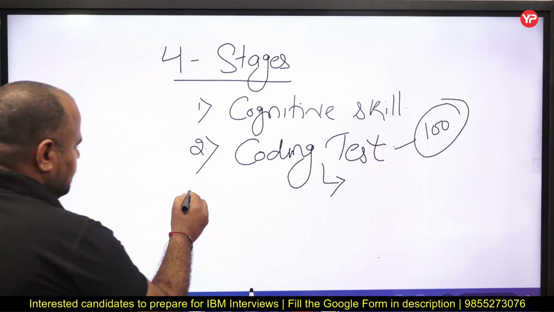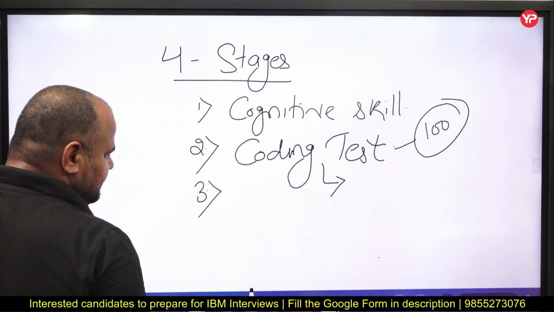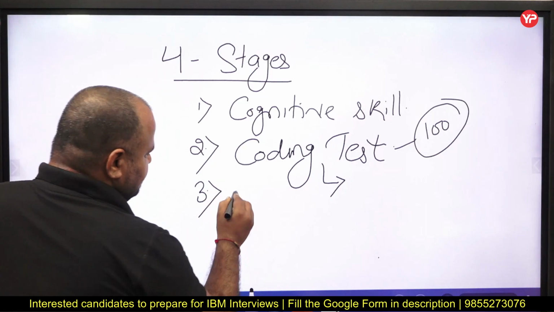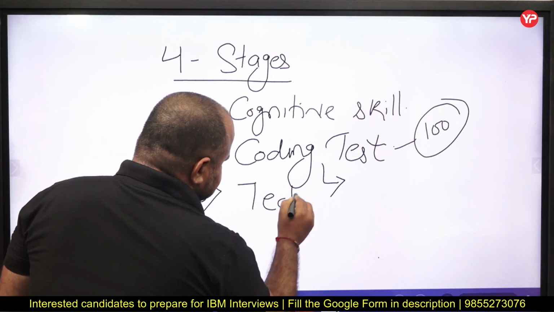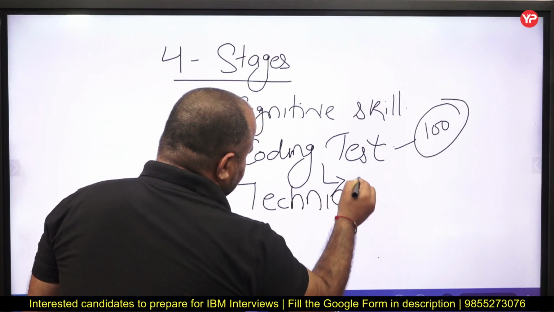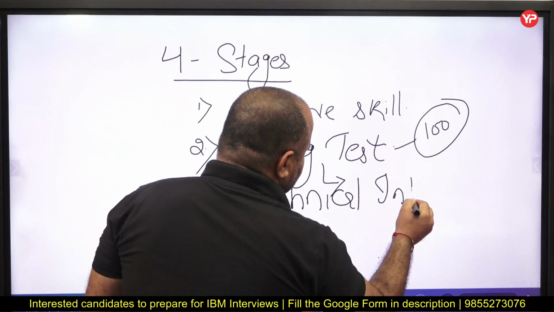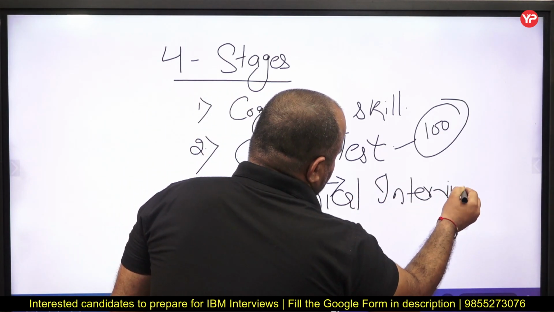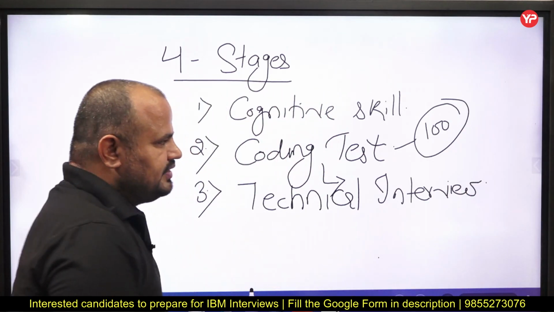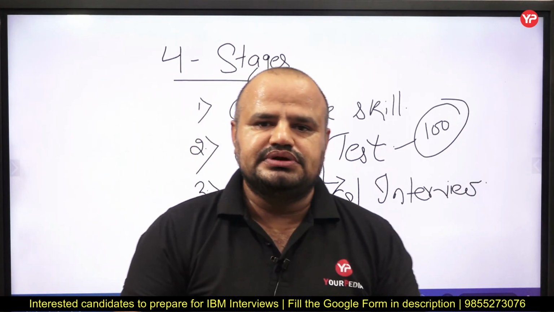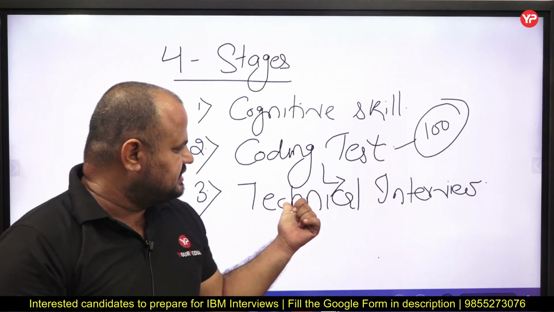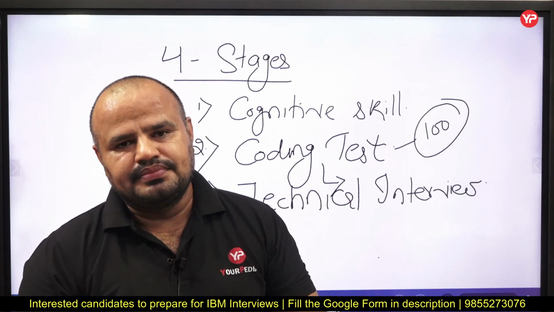Fine. Now the third important phase is the technical interview. Yes, this is again very important because almost 1/4, like if they select 100 students, then 75 students are going to be out in this phase.